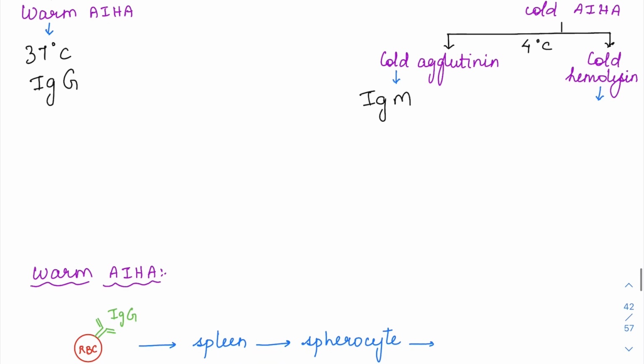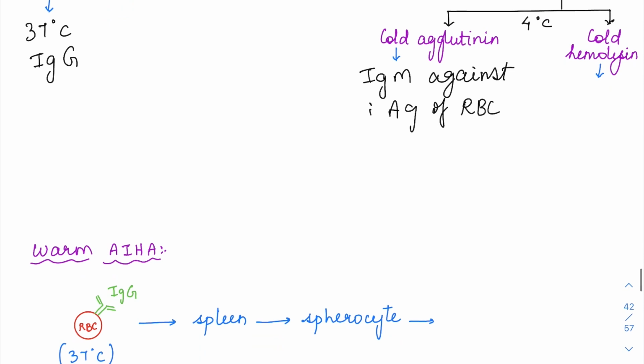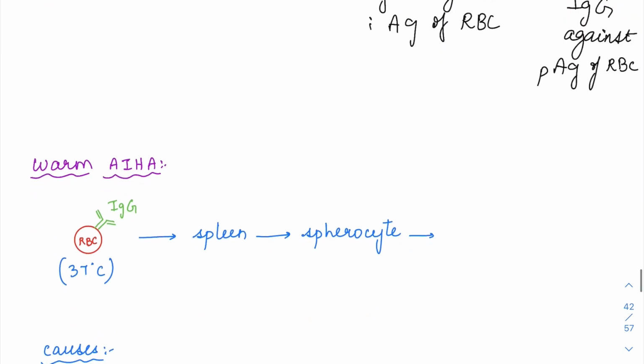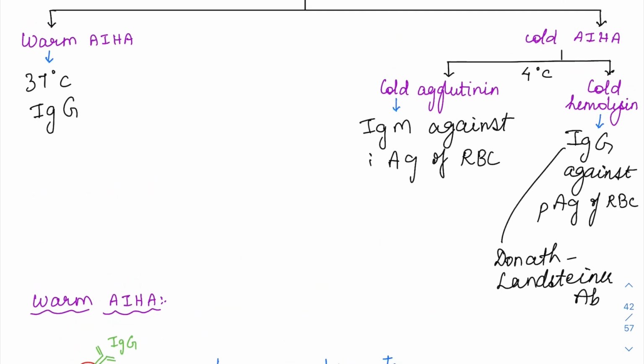In cold agglutinin disease, there are IgM autoantibodies formed against the I antigen of the RBC. There is an I antigen on the RBC, and against that there are autoantibodies of the IgM subclass. But in cold hemolysin disease, there is IgG only again, an IgG antibody against the P antigen of the RBC. And this IgG antibody is called the Donath-Landsteiner antibody. So the type of antibody and the temperatures are going to be important.